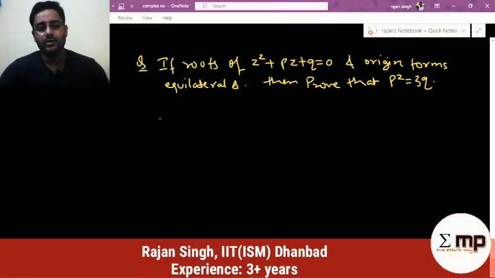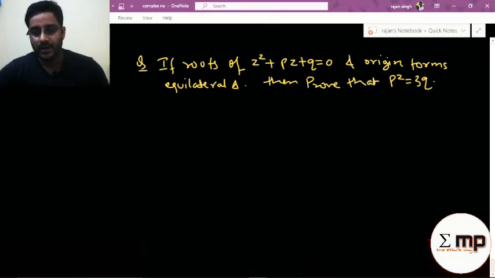So we'll move forward and we'll do some more problems on properties of triangle. The first problem we are doing, the second problem: if roots of z square plus pz plus q and origin form an equilateral triangle, then prove that p square equal to 3q. What is given?